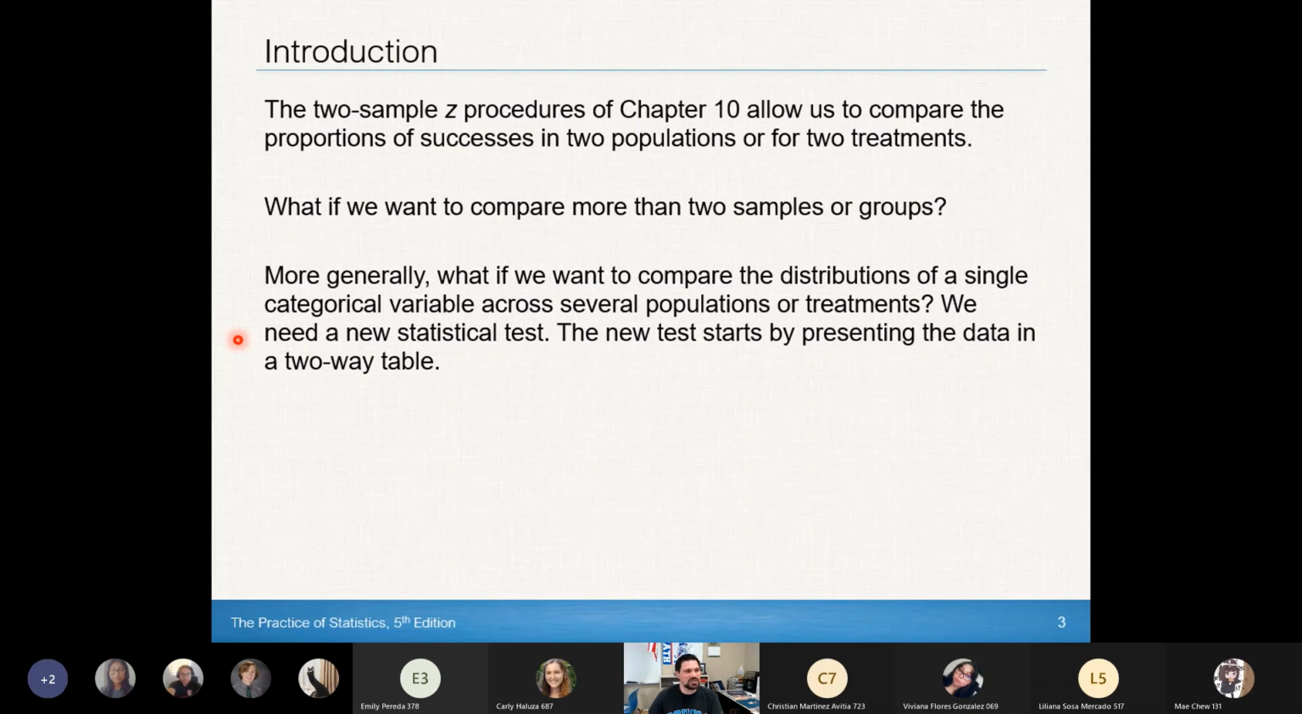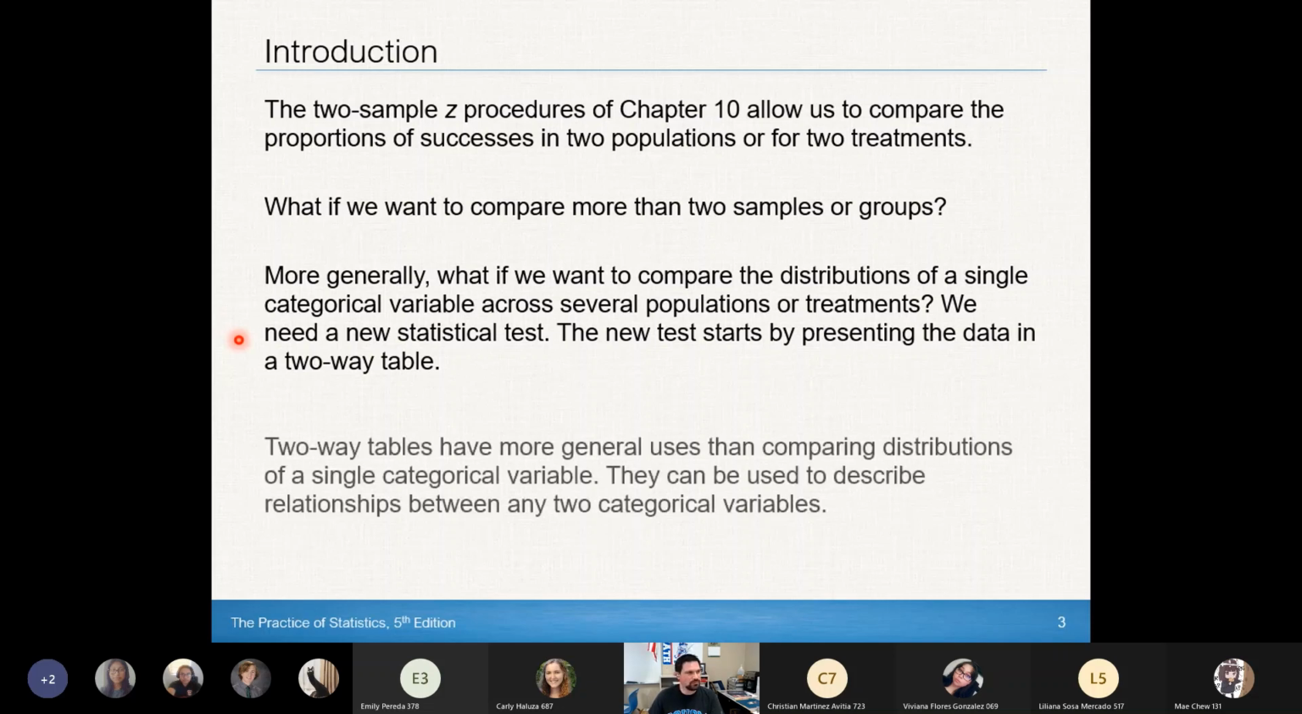The new test starts by presenting the data in a two-way table. Two-way tables have more general uses than comparing distributions of a single categorical variable. They can be used to describe relationships between any two categorical variables.